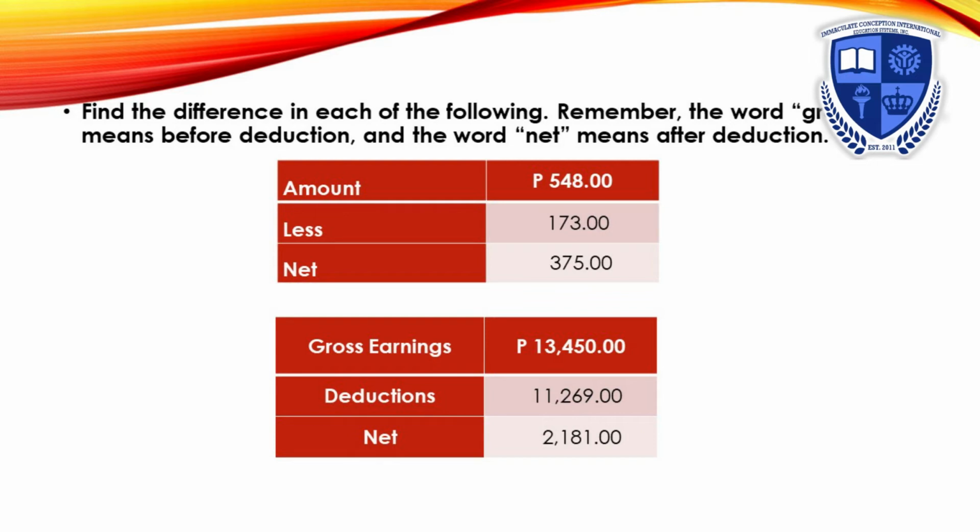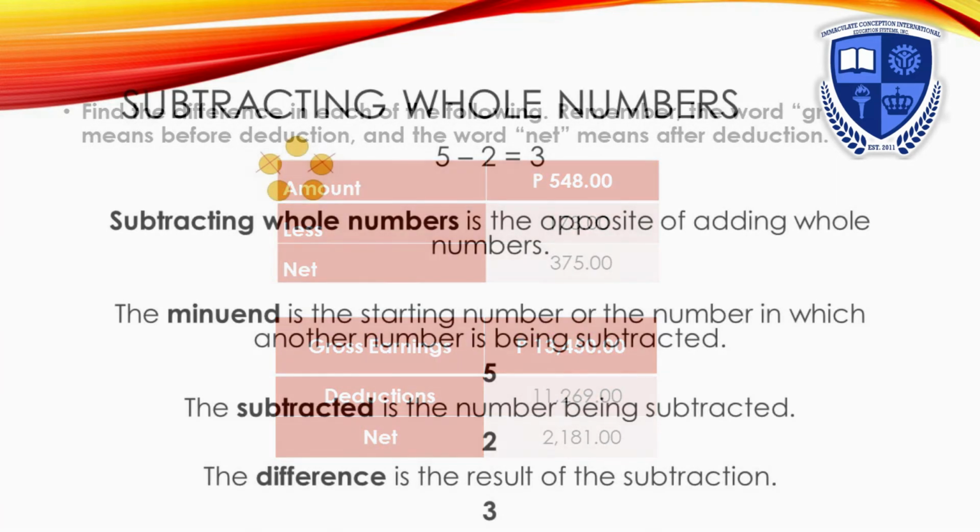Another example, our gross earnings is 13,450 pesos. Now, ang ating deduction o binawas po sa atin ay 11,269 pesos po. Kaya ang total na lang po ng ating net ay 2,181 pesos.